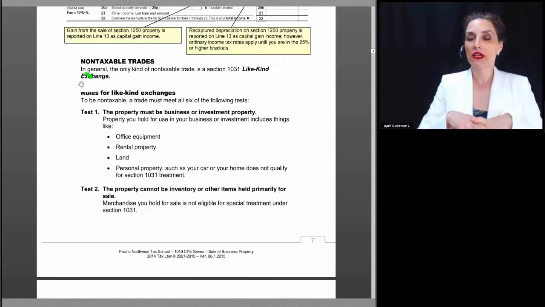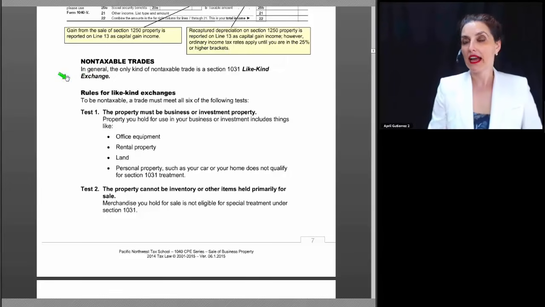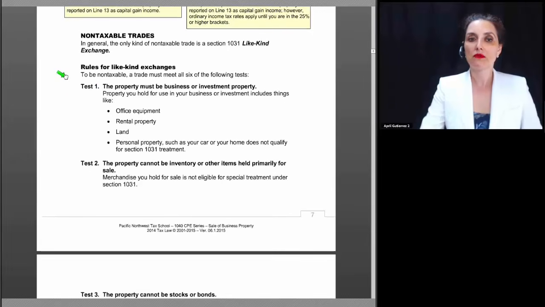But today we're doing a discussion generally on the sale of business assets, and you can dispose of a business asset through a like-kind exchange. And so I wanted to just briefly talk about non-taxable trades and how you would go about identifying if your client has such a trade. In general, the only kind of non-taxable trade is a Section 1031 like-kind exchange, and there are specific rules, a set of 6 tests that must be passed in order for a trade to be a like-kind exchange.